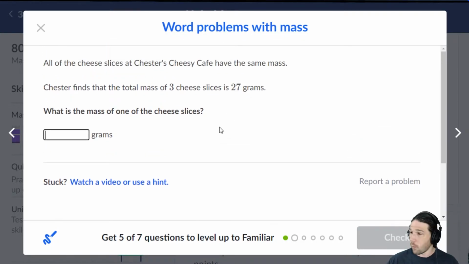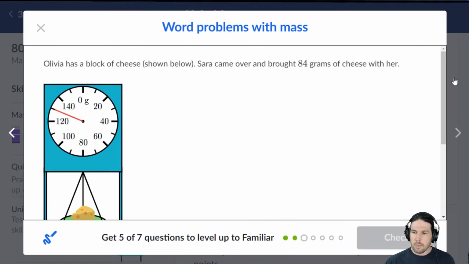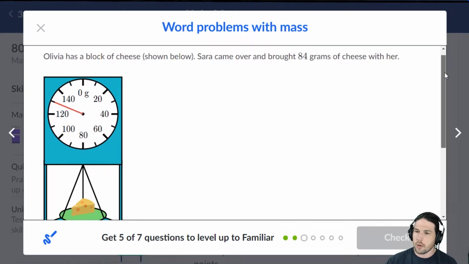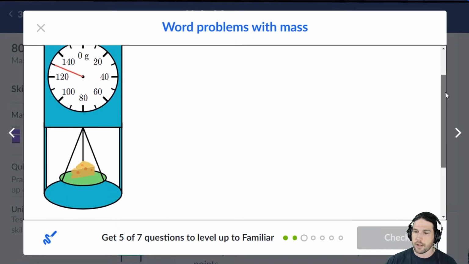So yes, 1 silver key, you are absolutely correct. 9 grams per slice. Moving on. Olivia has a block of cheese shown below. Sarah came over and brought 84 grams of cheese with her.